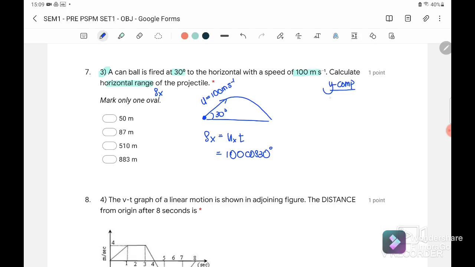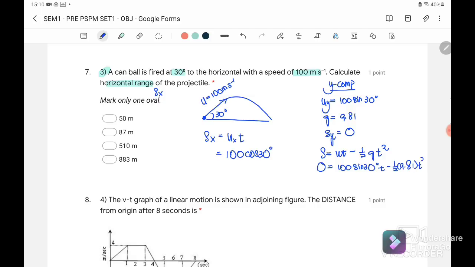Okay, so what are the information we have? The first one is uy, where uy we have 100 sin 30 degrees, and we have acceleration 9.81. And also we have the displacement, because it's fired from the ground and then goes to the maximum point and then goes back to the ground. Meaning that the displacement is actually equal to 0. So we can use s equals ut minus half gt squared to find out the time taken. So for the displacement, we substitute 0. u is 100 sin 30 degrees times t minus half, g is 9.81, t squared. Okay, so the time taken, we will get 10.19 seconds.